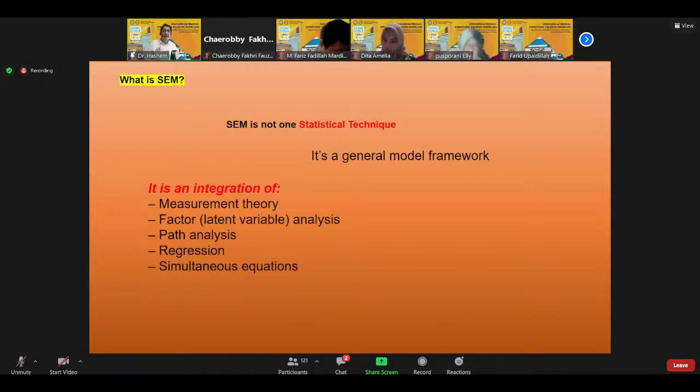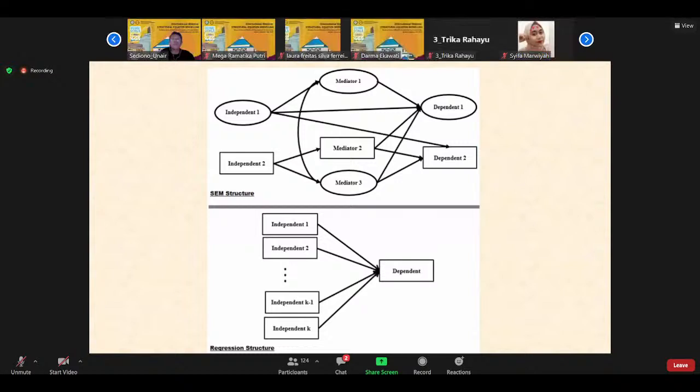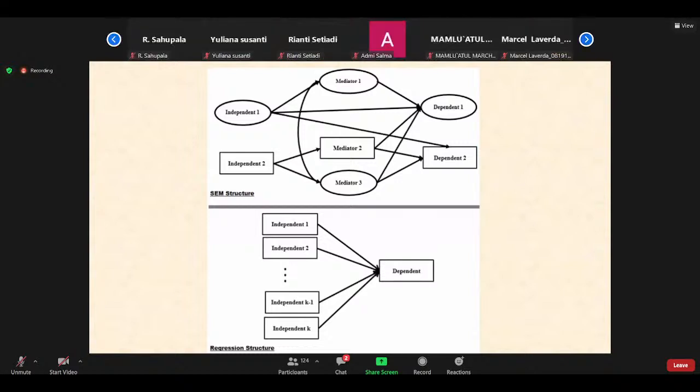And what is the integration of SEM? SEM is a combination of measurement theory, factor analysis with latent variables, path analysis, regression, and simultaneous equations, right? So this is the main difference between structural equation modeling and the regression analysis that we knew before.